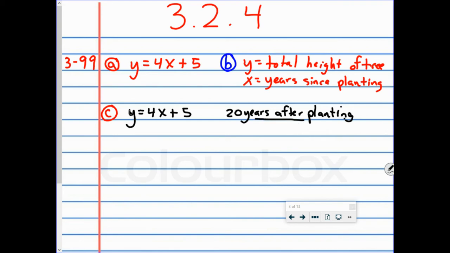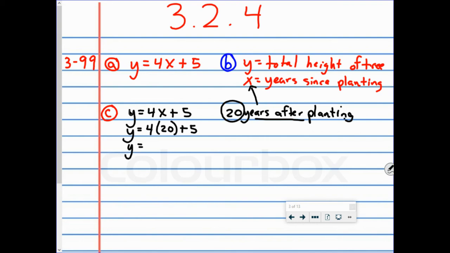Years after planting, that's x, and it's 20 years. That 20 is going to replace the x. So on the very next line, look at that, on the very next line, I go 4 times 20 plus 5. This is the big one. This is where I need you to write things down just like I'm writing them here. Yes, I want you to put it on every single line, no skipping lines. So that means some of you are going to have to write smaller, some of you are going to have to write neater, but I want you to write it on every single line.